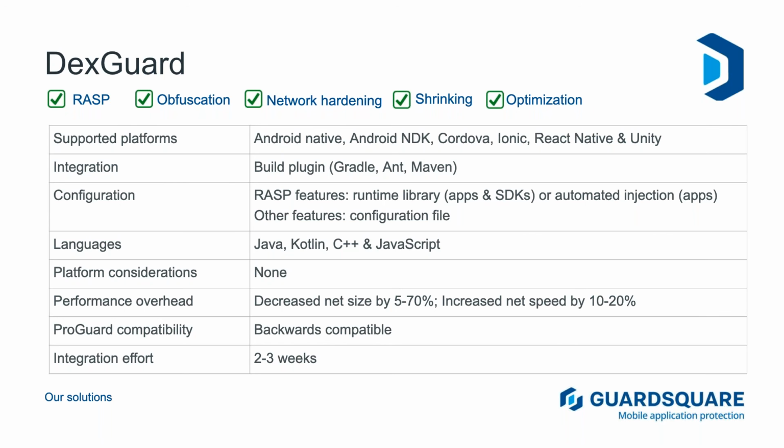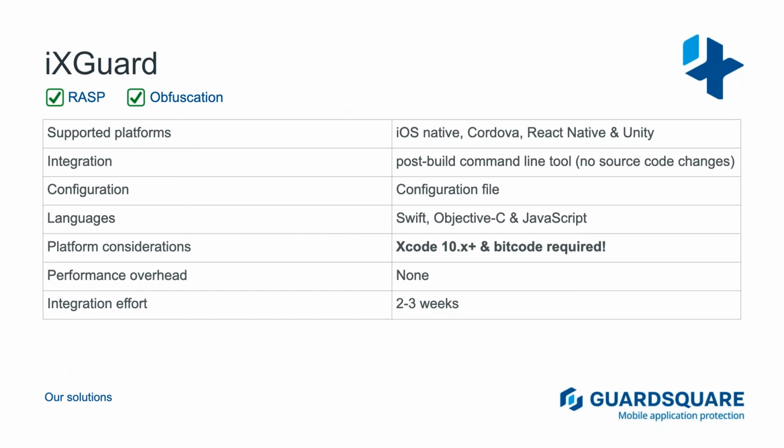Now you might be wondering how much DexGuard is going to have an impact on the performance of your application, and also there we have great news for you. DexGuard tends to shrink the size by 5 to 70% and increase the speed by 10 to 20% thanks to the shrinking and optimization steps. It's backwards compatible with ProGuard, so if you have already developed any keep rules for ProGuard, you can simply reuse those in DexGuard. The integration effort for completely new users takes about 2 to 3 weeks to get a fully hardened result, but of course, if you're already used to ProGuard, it will probably be less.